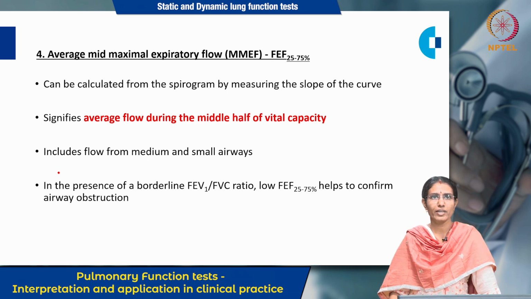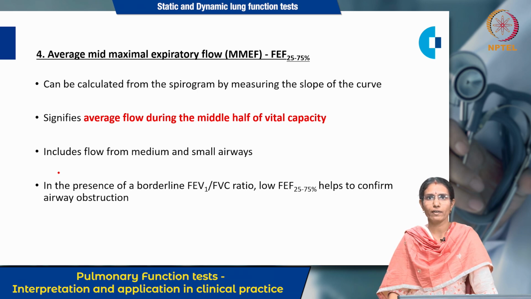What are the 4 parameters which we have seen? Forced vital capacity, forced expiratory volume in 1 second, ratio of FEV1 by FVC, and the average mid-maximal expiratory flow. Of these 4 parameters, the one which is widely used for clinical interpretations is FEV1 by FVC, which is the most important ratio.